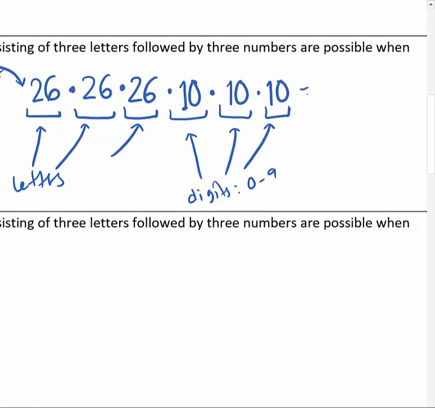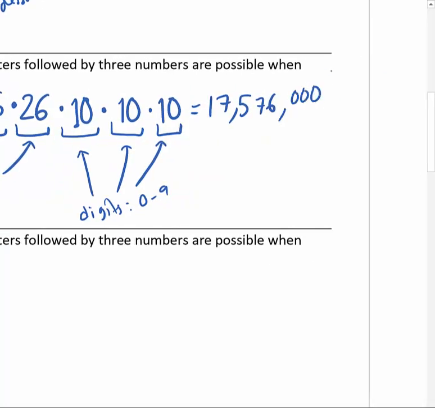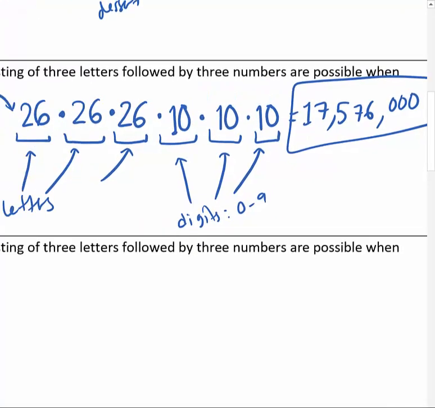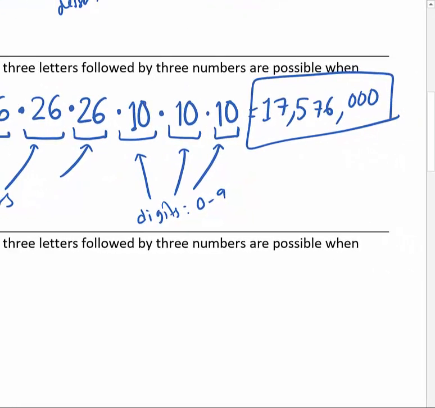Wow, that's a lot. I think I'm going to have to use a calculator for that one, especially the 26 times 26 times 26. 26 times 26 times 26 times 10 times 10 times 10. I'm getting 17,576,000. Wow, that's a lot. So if you wonder how come they don't run out of license plates, well, you can see why. There's 17 million possibilities.